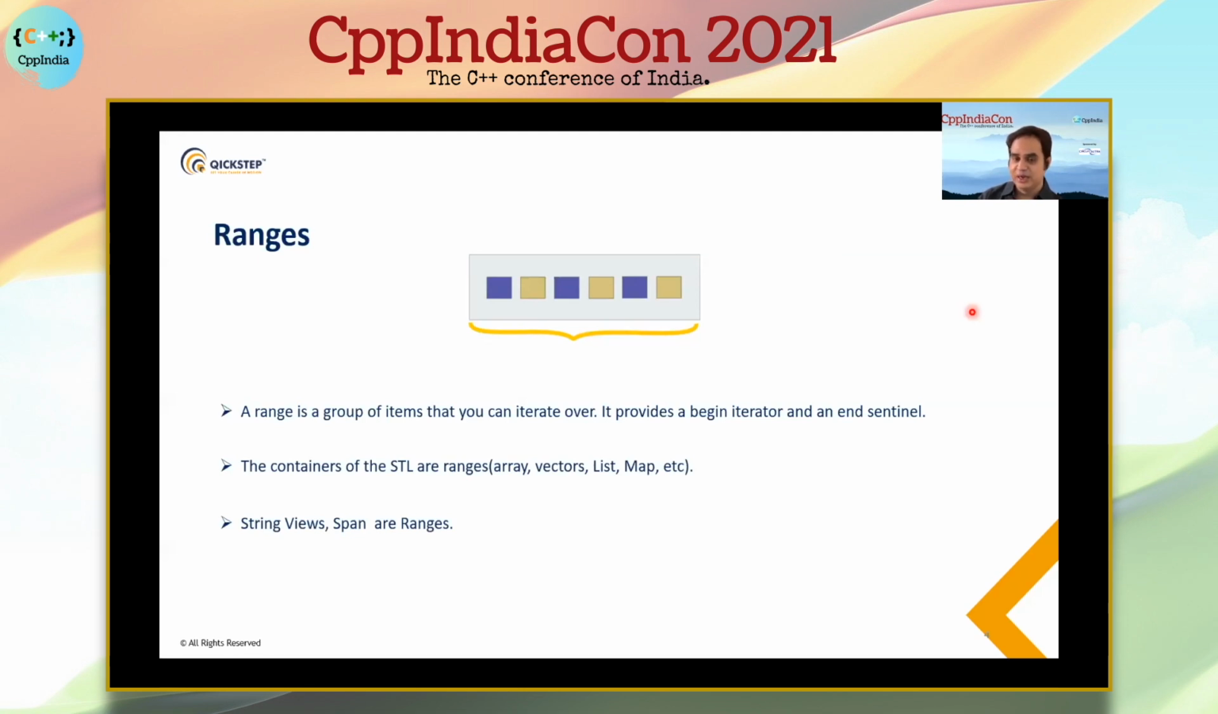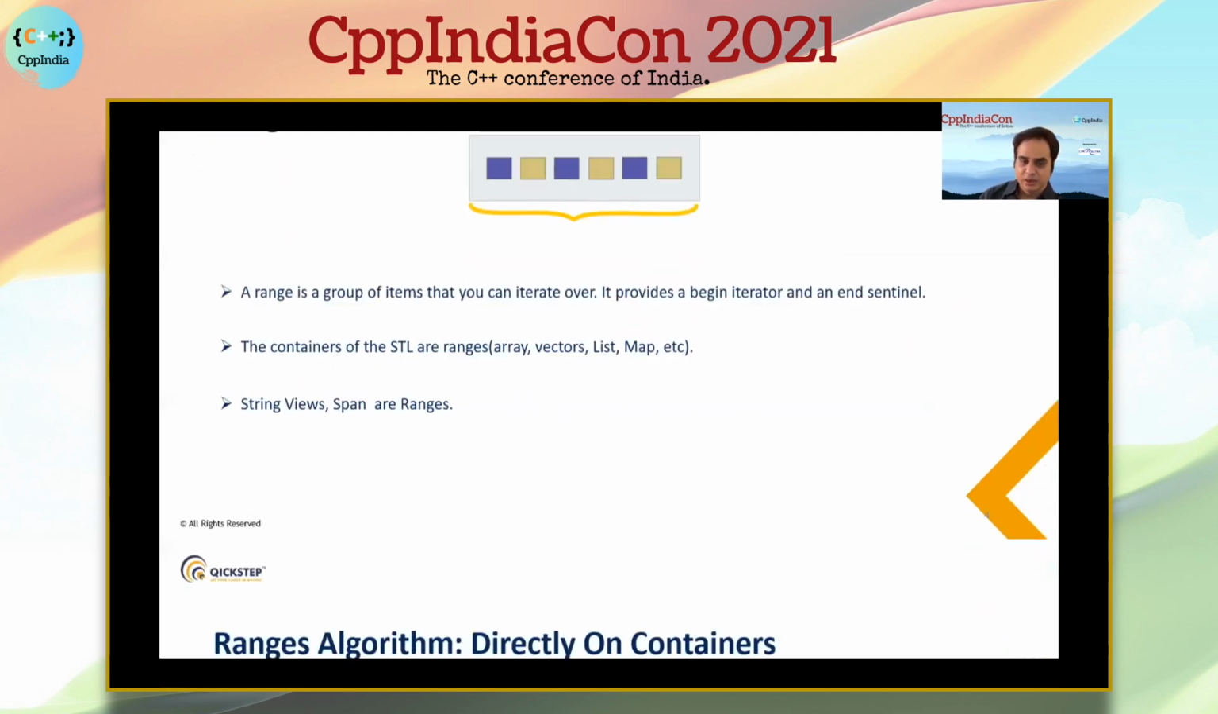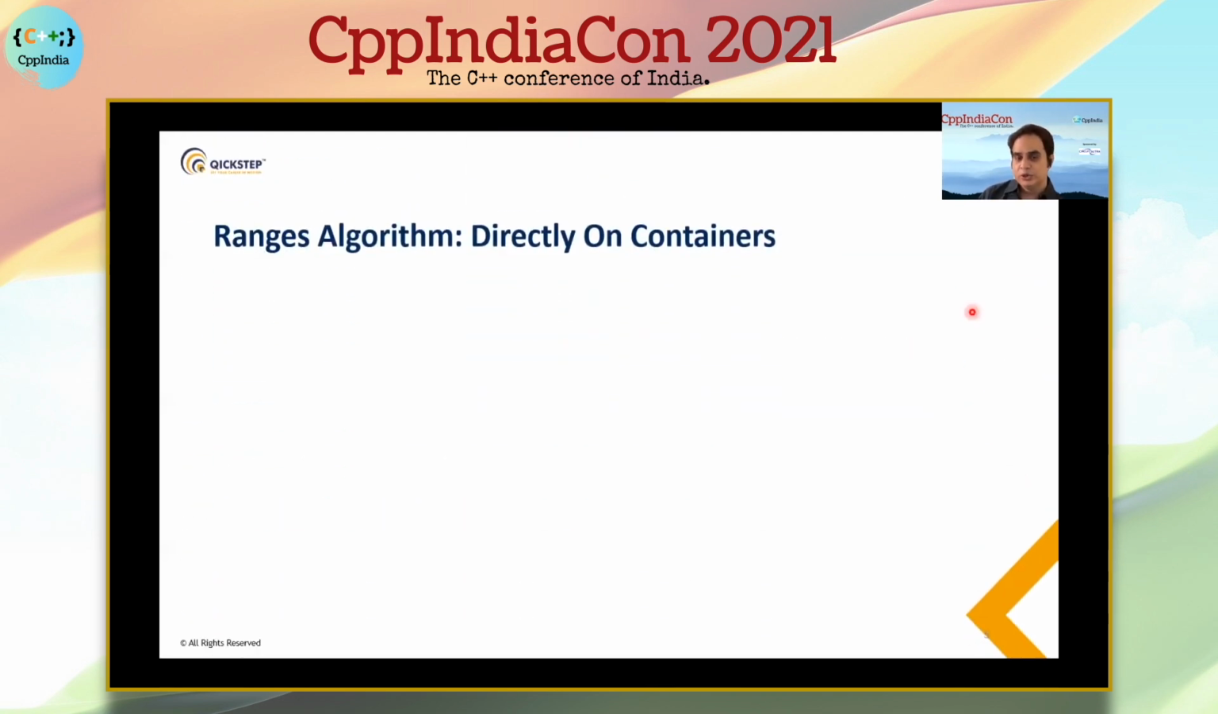So basically, the collection of elements which we can iterate over. Yeah. So now what are range algorithms, and what is the advantage of having ranges and having those algorithms overloaded into the range library?